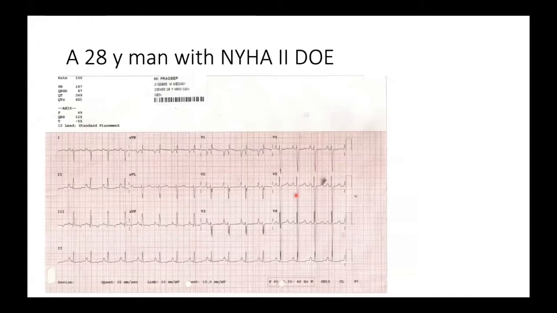Now, one more ECG is this, where you have a 28-year-old man with NYHA class 2 dyspnea. If you see again, it is a sinus rhythm, but the striking feature is P is very tall in lead 2. The P is very tall in lead 2 means P pulmonale is there. There is a right axis deviation as lead 1 is negative, aVF is positive. So a definite right axis deviation is there. If you see there is a Q and R in lead 1, it means there is a right atrial enlargement.